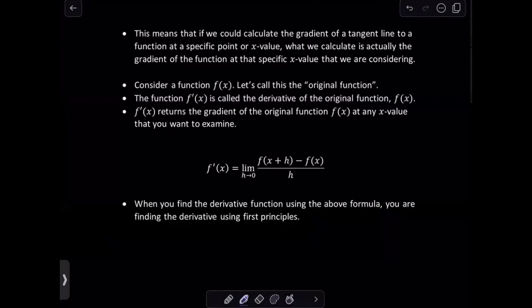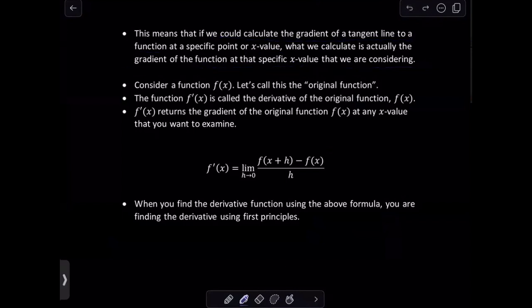Coming from the previous slide, it means that if we could calculate the gradient of a tangent line to a function at a specific point or x value, what we calculate for that gradient of the tangent line is actually the gradient of the function at the specific x value that we are considering. That's nothing new, it's just what I've explained on the previous slide. So let's get into the derivative and what it means.